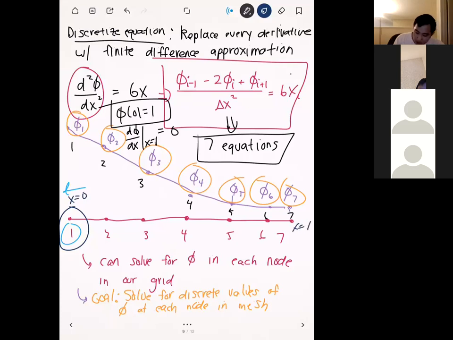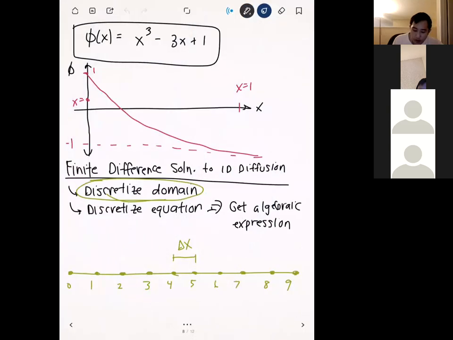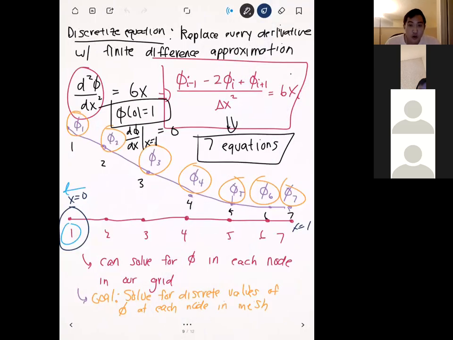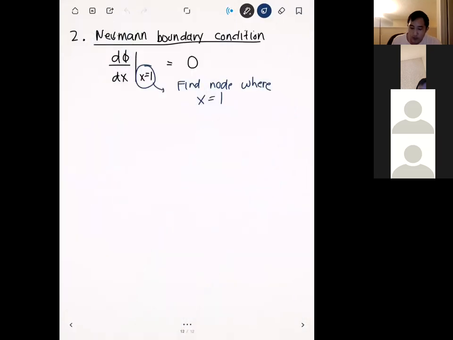You remember from when we did the exact solution, the extremities of the domain are x equal to 0 on the left-hand side, and x equal to 1 on the right-hand side. Since we're looking for the node where x is equal to 1, that's going to be our rightmost node in our grid. On this particular grid, we have 7 nodes, and so our rightmost node here will be node number 7. This Neumann boundary condition will basically be an equation that needs to involve phi 7.